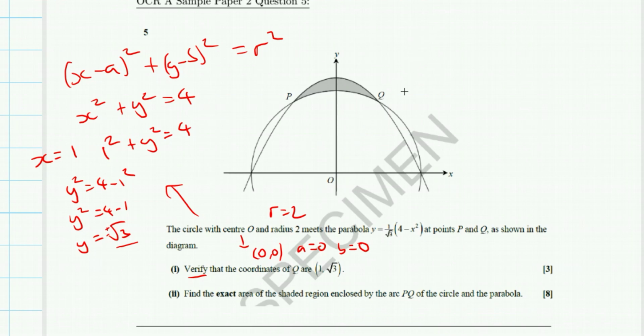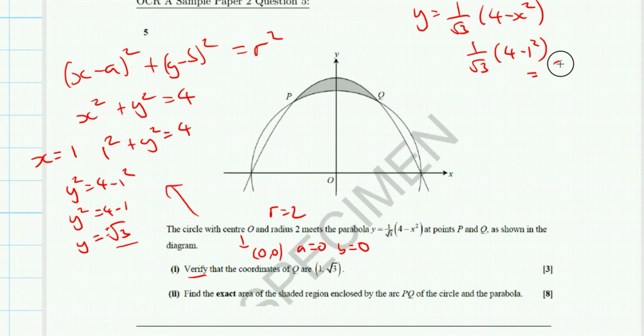And the next one we have is the parabola, so that's y is equal to 1 over root 3, 4 minus x squared. Plug in 1, we get 1 over root 3, 4 minus 1 squared. Again, you can just plug this straight into the calculator, it'll give you the correct result. 4 minus 1 squared is 3 over root 3, and if you rationalise this, it ends up as 3 root 3 over 3, which is root 3, which gives you a y value, and that is enough to verify those coordinates.